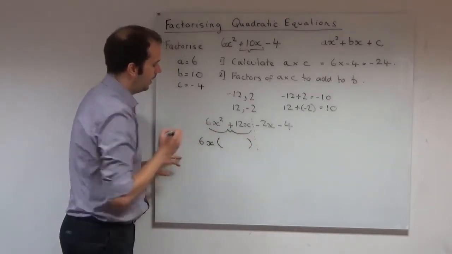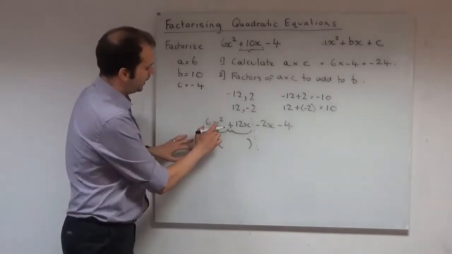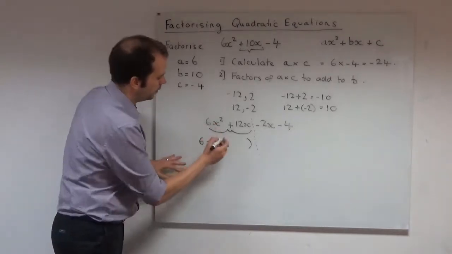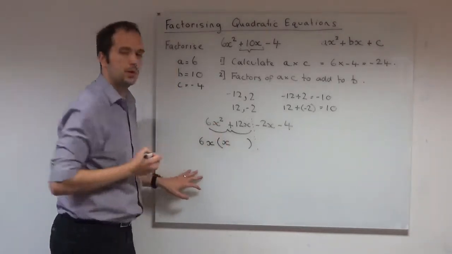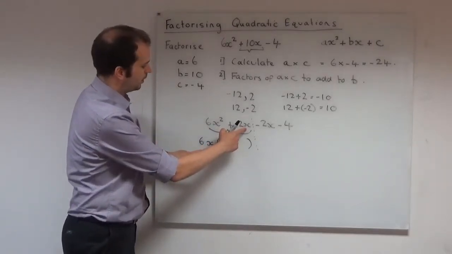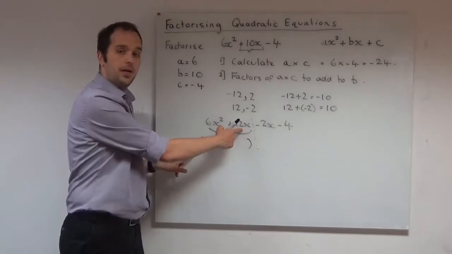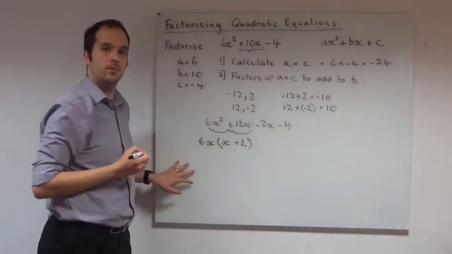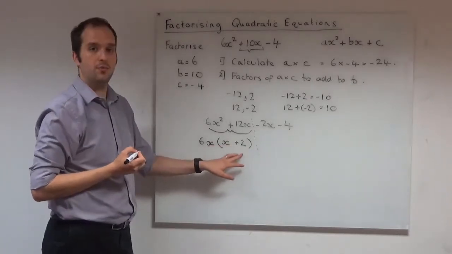And what am I left with on the inside? Well, I did have a 6x squared. I brought out an x and I brought out a 6, so that will just leave me with an x. And looking here, I took out an x and I took out a 6, so that only leaves me with a 2 here. So I've got x plus 2 in my bracket.